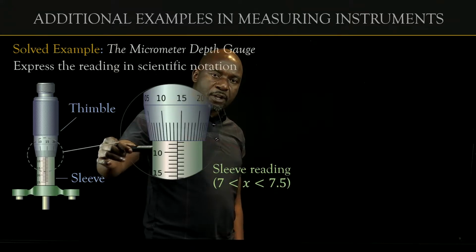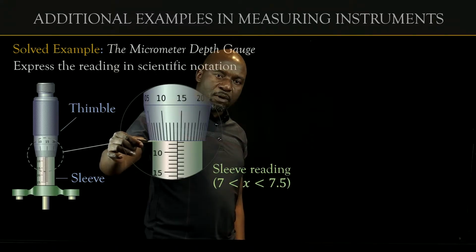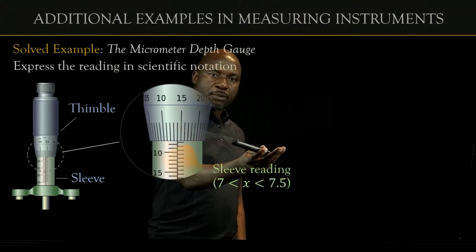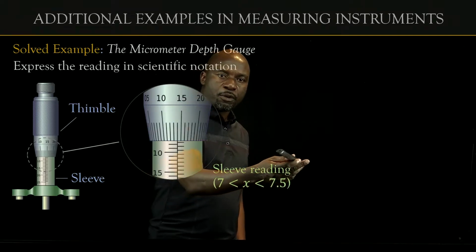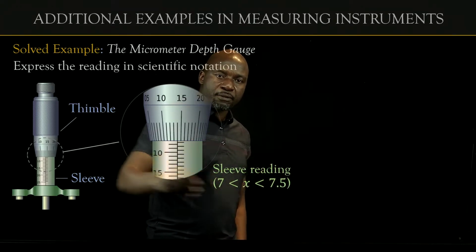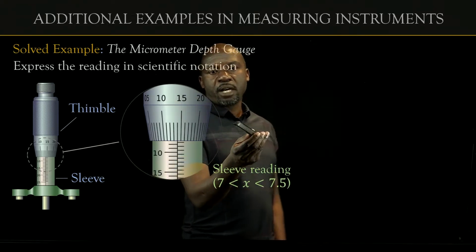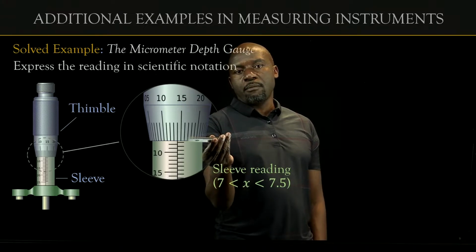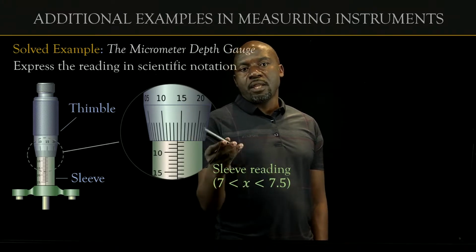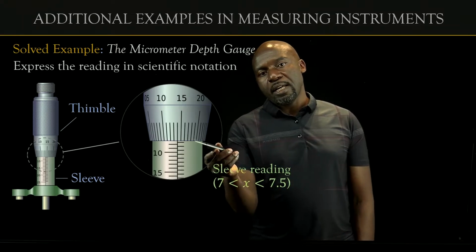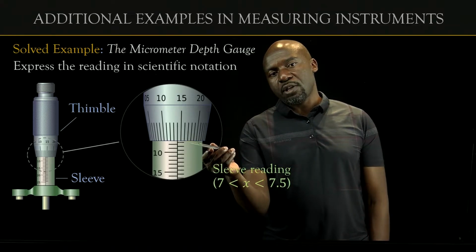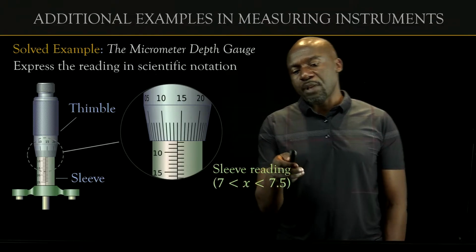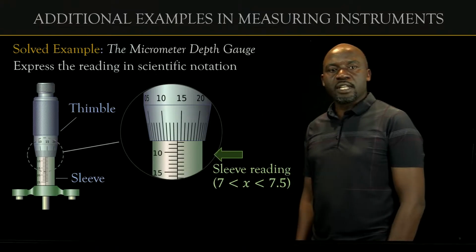9, and then 10. So we have just passed 8. We've just passed 7. The other side is 7.5. So 7.5, 8, 8.5, 9, 9.5, and 10. We've not passed 7.5. That mark there indicates 7.5. Therefore, we know that our reading has passed 7, but it's not reached 7.5. So the sleeve reading is giving us 7 point something. We will write that as 7.0.